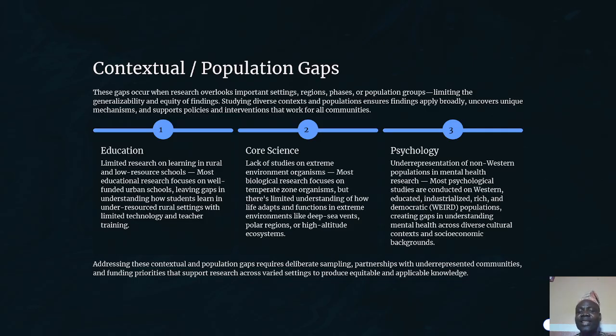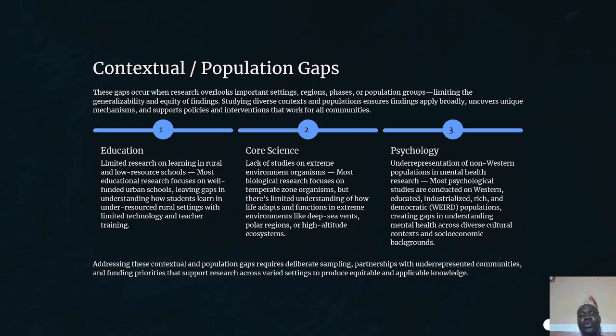We could have an example that there is underrepresentation of non-Western populations in mental health research. Most psychology studies are conducted on Western, educated, industrialized, rich, democratic populations, which are called WEIRD populations, creating gaps in understanding mental health across diverse cultures and contexts.